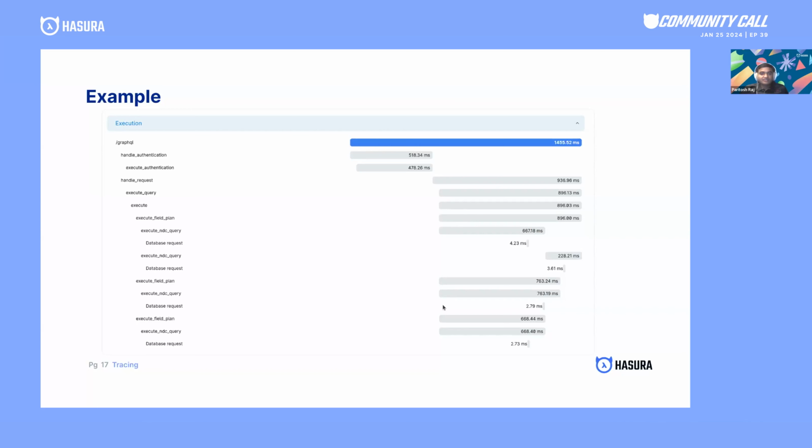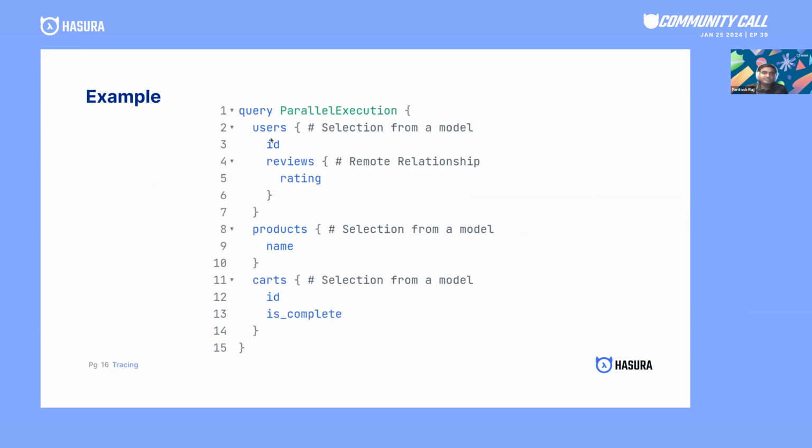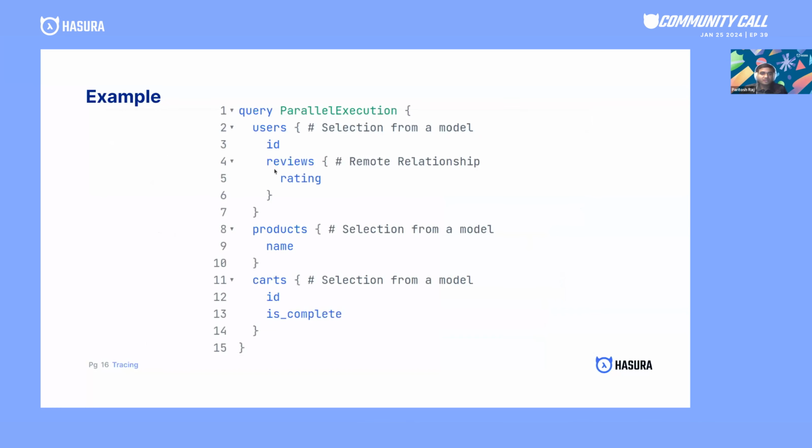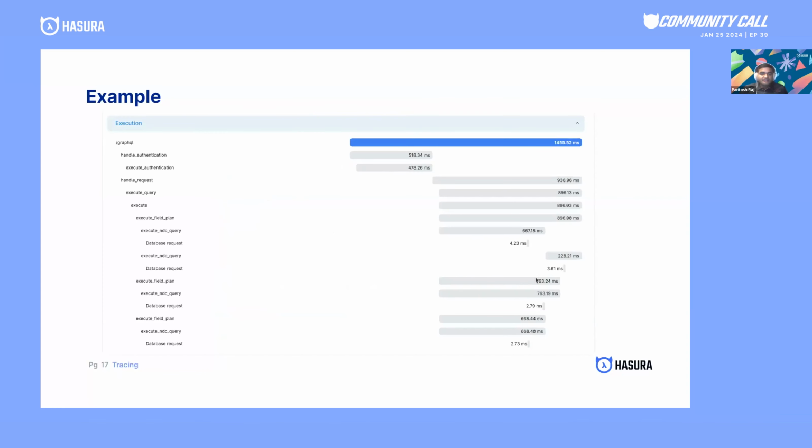So these are parallel executions of the three root level fields that we saw: users, product, and cards. Now, for the first execution, when it finishes, we can see that another execute NDC query starts. This is for the remote relationship for the reviews. Similarly, this tracing also helps us visualize how much time is spent on each of the NDC queries, so that we can see where we might optimize, where an NDC query is taking much more time. So maybe we can think of some ways to optimize this.